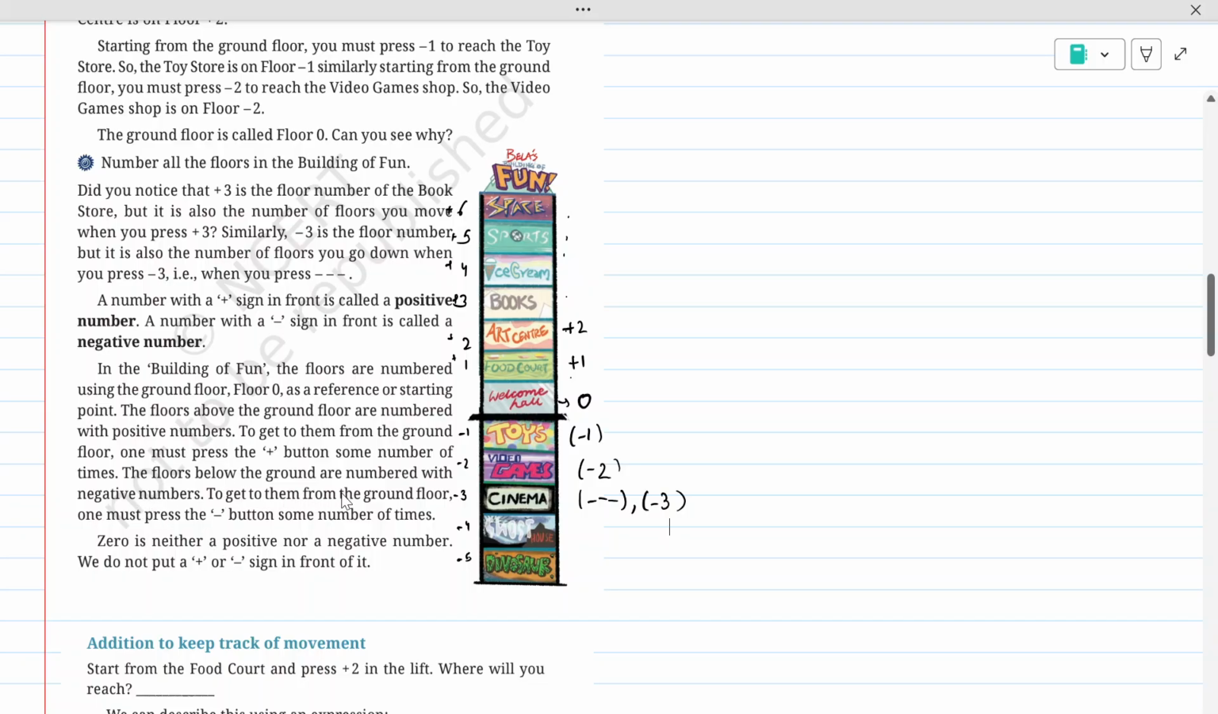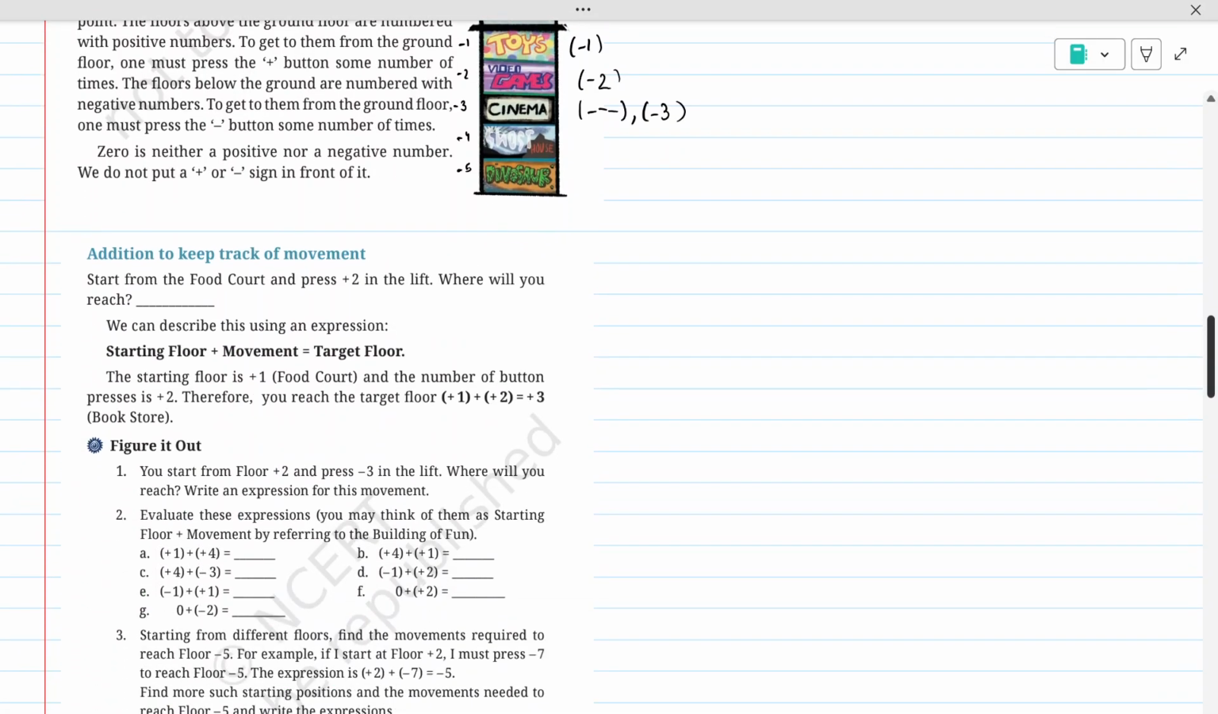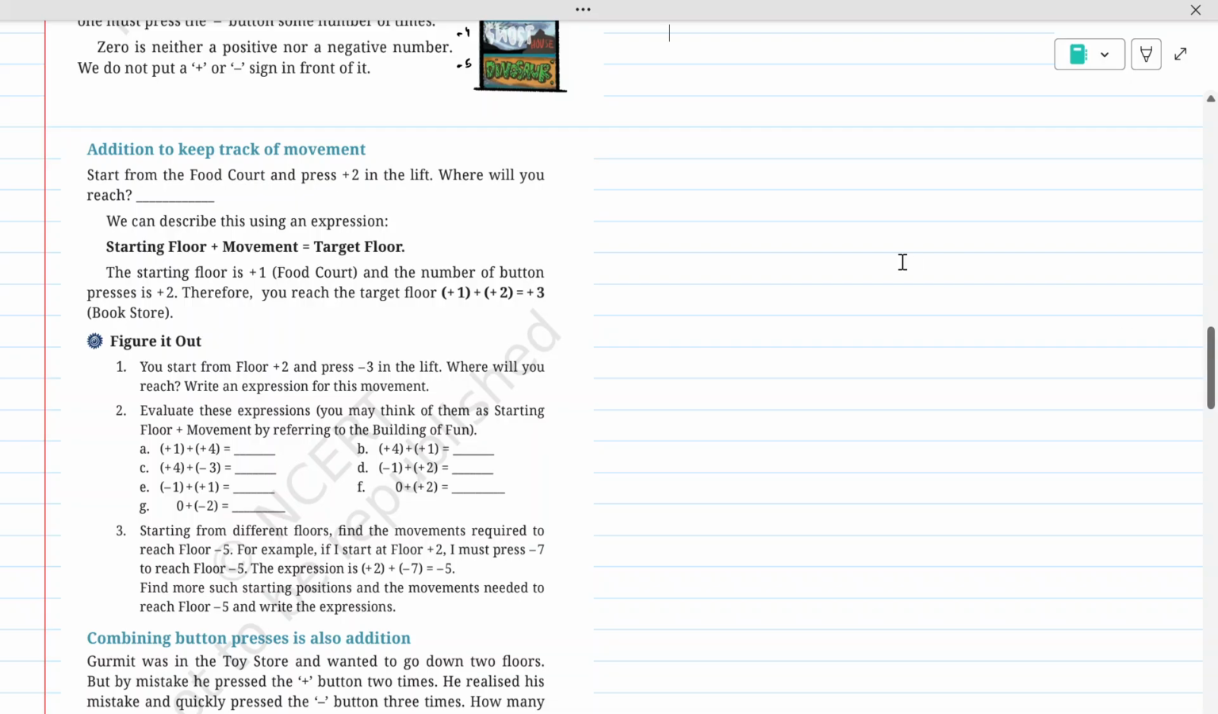Similarly, the floors below the ground are marked negatively, and if we have to reach there, we have to press minus. And again, it depends upon how many floors down we have to go. That many times we'll have to press the minus sign here. Again, 0 is neither a positive nor a negative number. So we don't put any plus or minus sign in front of it. This is clear. Next, what we have is addition to keep track of the movement.